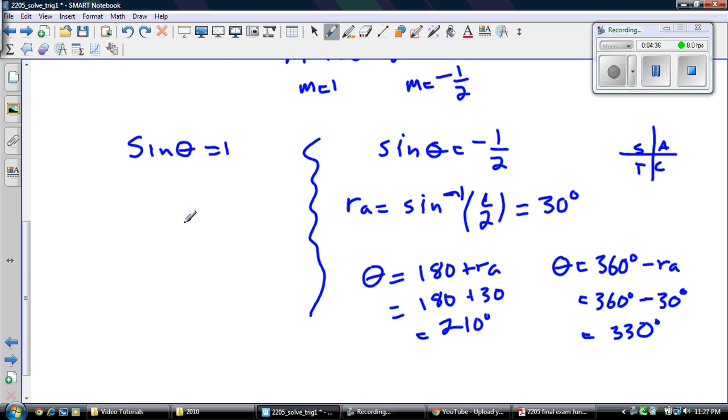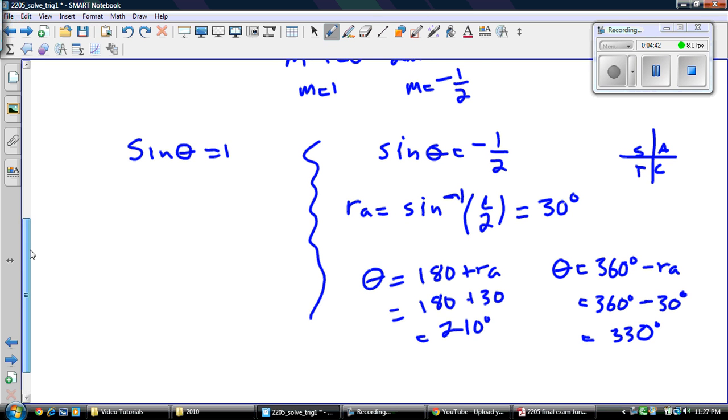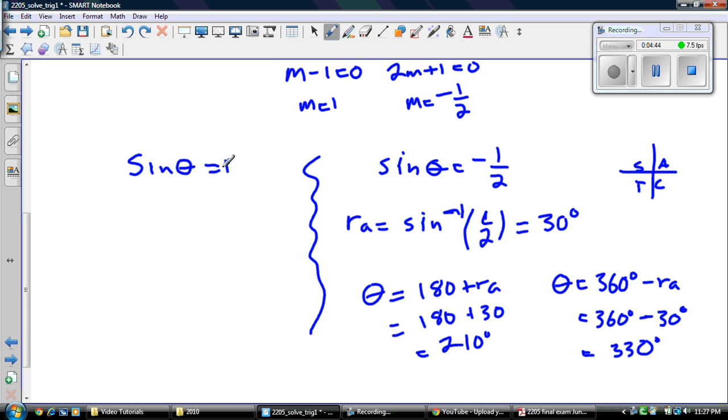And then recognize that's in degrees. Eventually we'll change that to radians. And over here we have sine theta is equal to 1. So a couple different ways we can do this. We could think of our unit circle, and we think of the points on the unit circle.